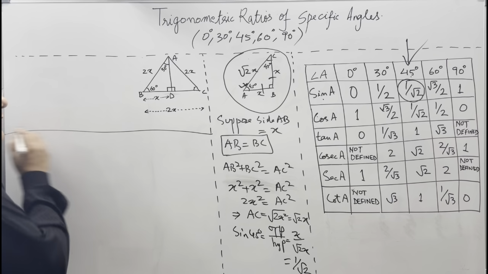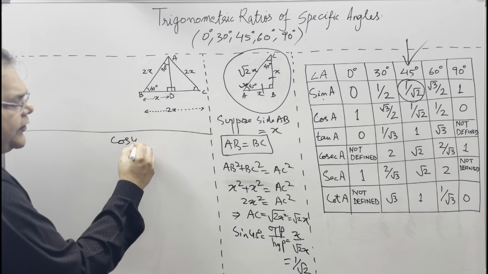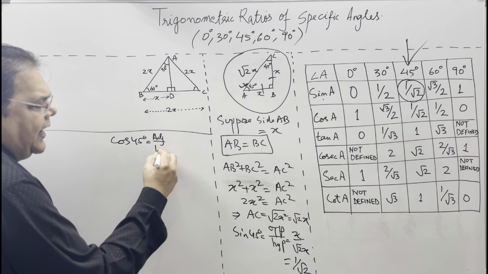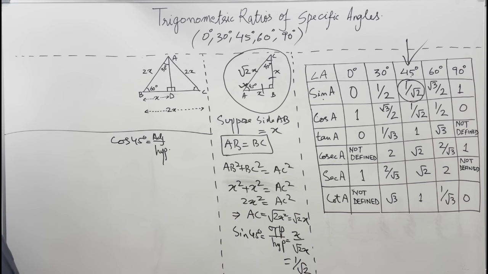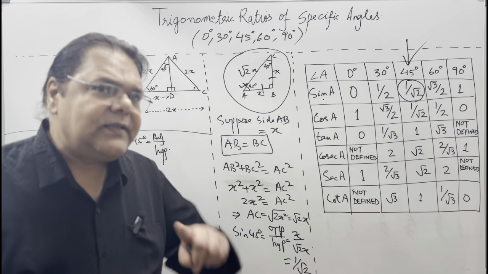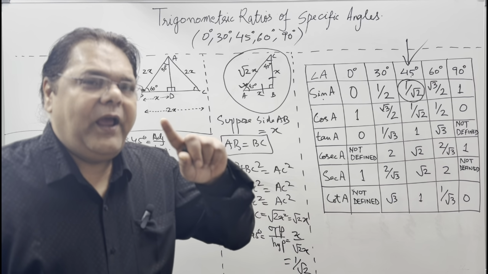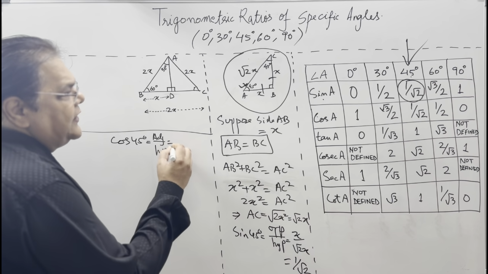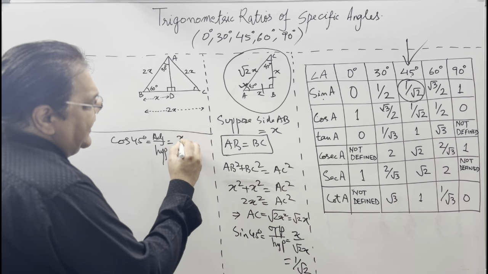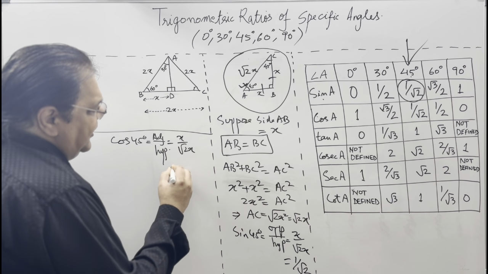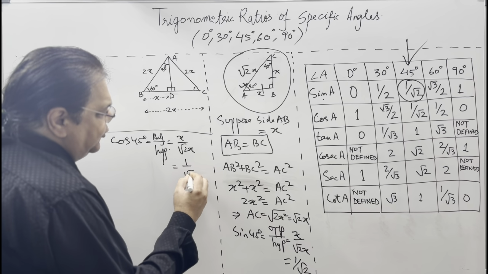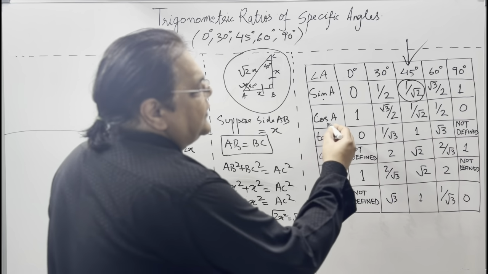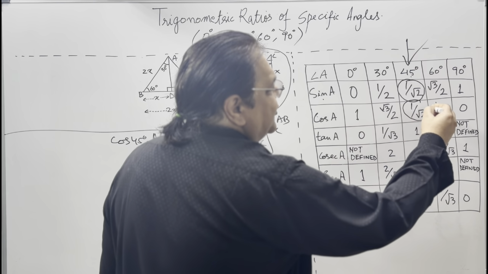Similarly, cos 45 is equal to adjacent by hypotenuse, again from the last class. Cos is equal to adjacent by hypotenuse. So cos 45 is equal to, again, x by root 2 x, which is equal to 1 by root 2. So cos 45 is again 1 by root 2.